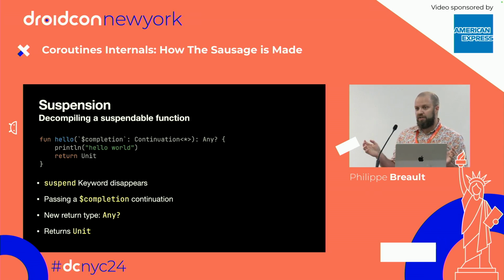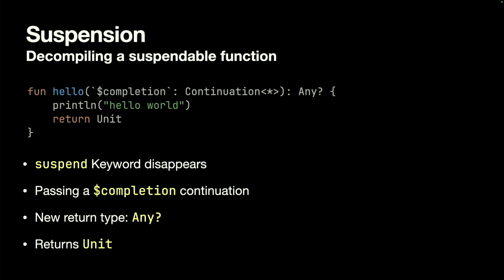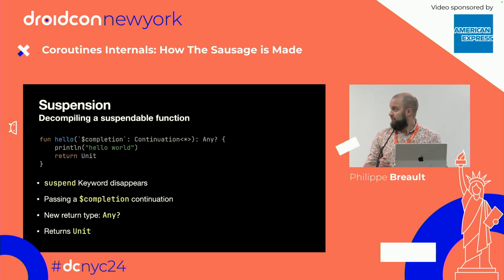This is not part of the bytecode. This is not understood by the runtime. This is only at compile time that we have this. The other thing that we have is a continuation that is added to the parameters list. So this is normally the continuation of the method that called us, or this is our own continuation so that we can resume after suspension.